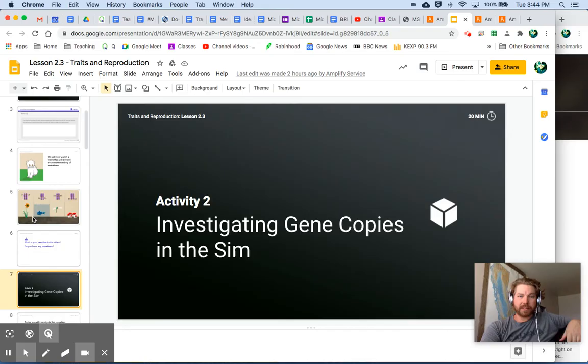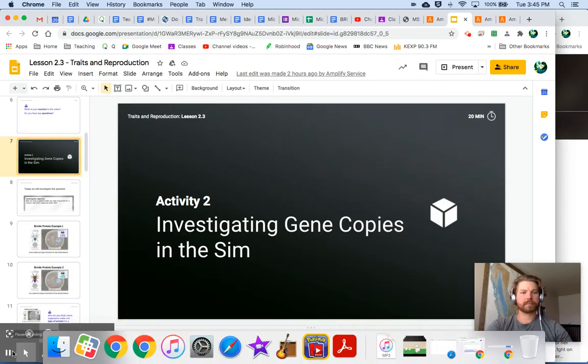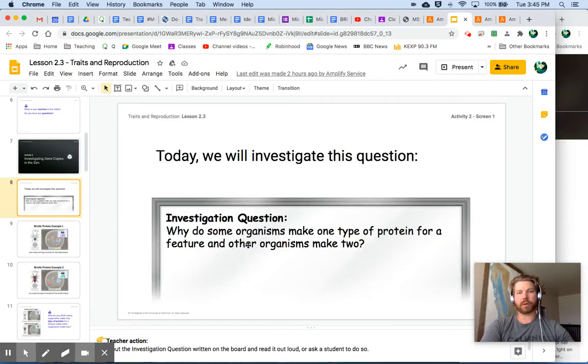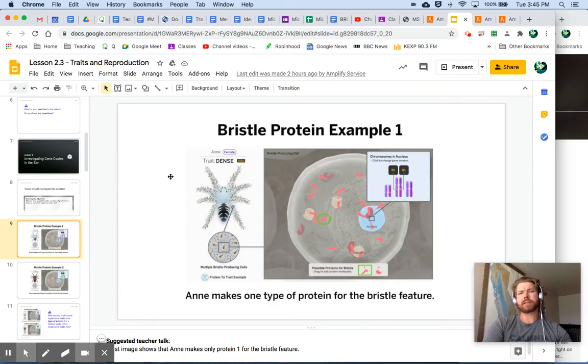Next, we are going to be jumping into the sim, investigating gene copies. So let's go ahead and take a look at that. For investigating gene copies in the sim, yes, you are going to jump in the sim. And we're looking at this question right here. Why do some organisms make one type of protein for a feature and other organisms make two? Well, what do we mean by that? Let's go to this bristle protein example, number one.